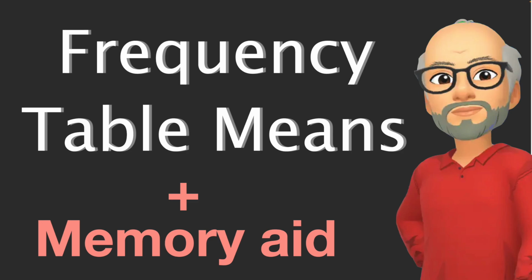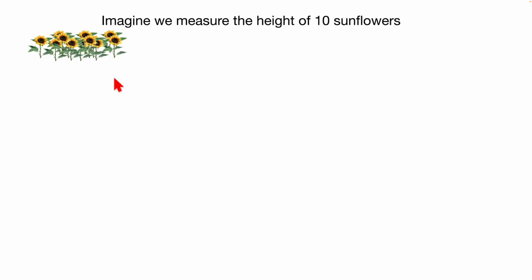Frequency tables are probably one of the worst answered questions in the exam. There's no need for that. If you know what you're doing, the maths is fairly straightforward. Imagine we measured the height of 10 sunflowers.